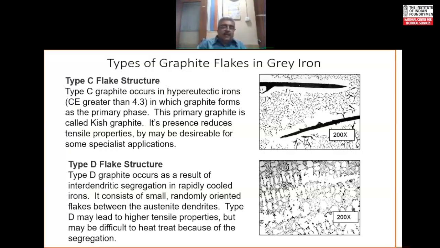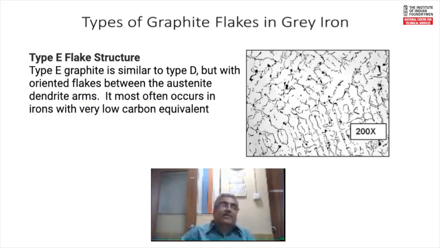And type D may lead to higher tensile properties, but heat treatment can become difficult. And the last one is type E flake structure. Here again it is interdendritic graphite, but the flakes are oriented, as you can see. The earlier ones had random orientation of interdendritic graphite flakes, while here they are sort of aligned in a particular direction. This tends to happen in irons with low carbon equivalent and again undercooling.